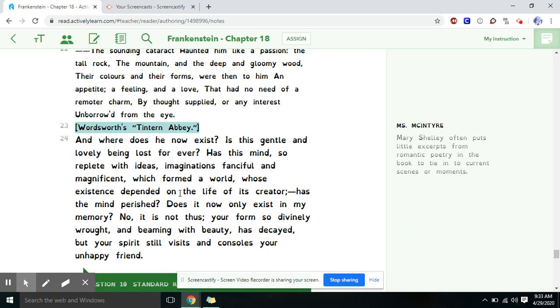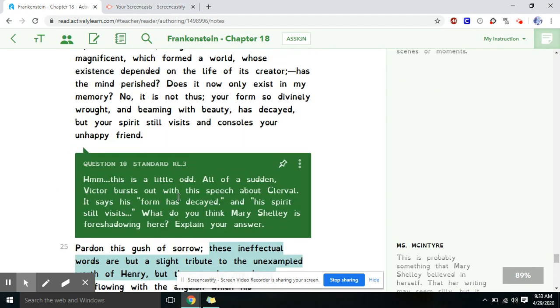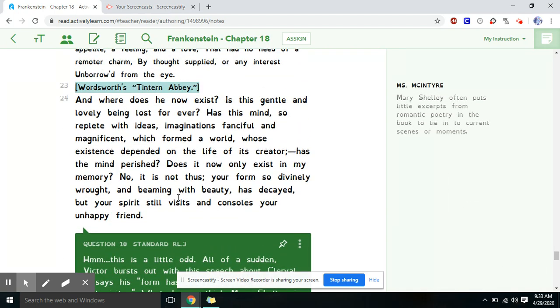One of the things that I want to point out is as we get to 24 and 25, Victor kind of juts into the story and starts going on and on about Clerval. He says, where does he, that means Clerval, now exist? Is this gentle and lovely being lost forever? Huh? Nothing's happened to Clerval yet in the story, right? They're just on their way to England. So why all of a sudden is he talking about Clerval, right? And he says, does it now only exist in my memory?